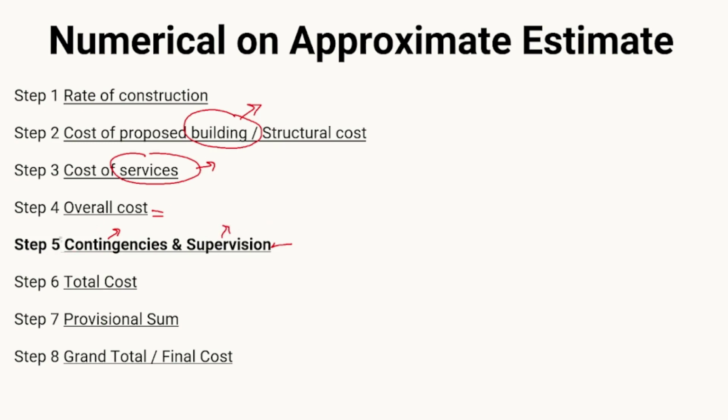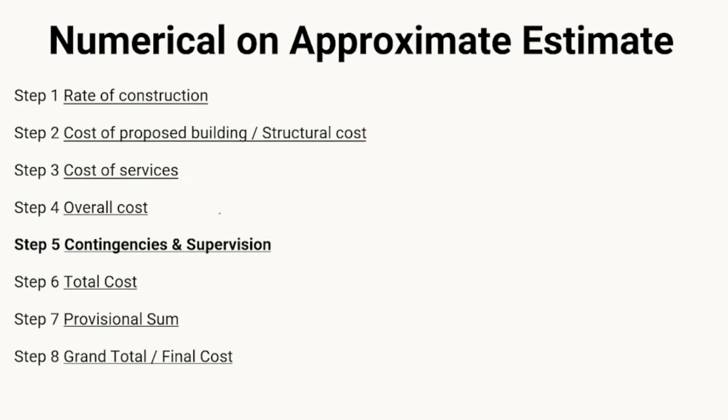For that service installation I have to provide the supervision also. Therefore the cost of the contingencies and supervision is generally taken on the overall cost, that is the cost of the services and cost of the building. So whatever our contingencies are, suppose 3 to 5% is our contingencies and 7 to 9% is our supervision. In that case we are going to take this percentage of the supervision and contingencies on the overall cost. Remember that for the cost of the services, whatever our percentage is, that percentage will be taken on the cost of the building, whereas for the contingencies the percentage will be taken on the overall cost.